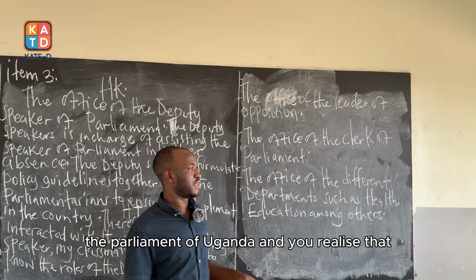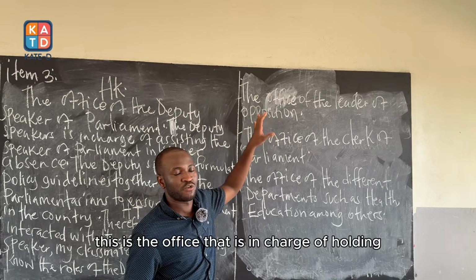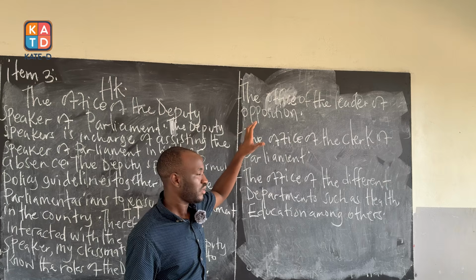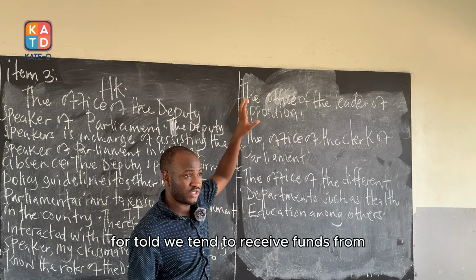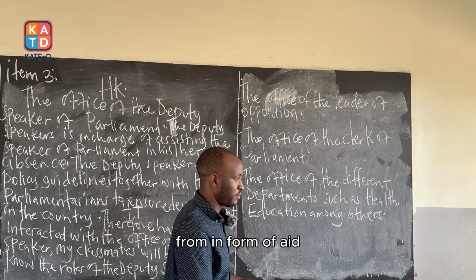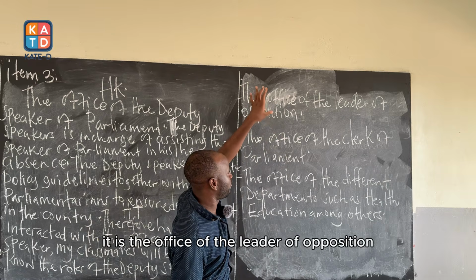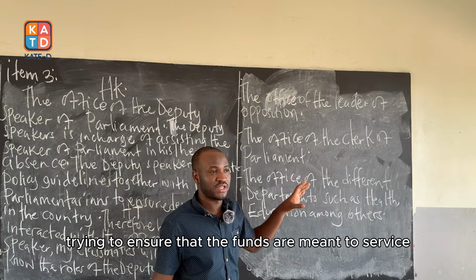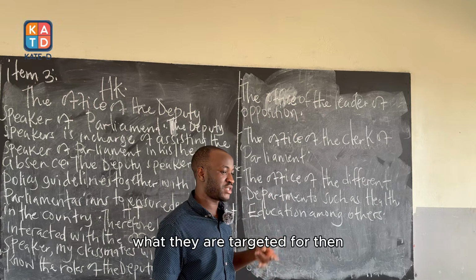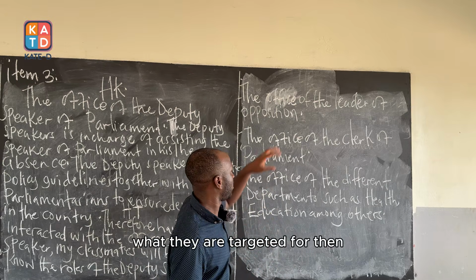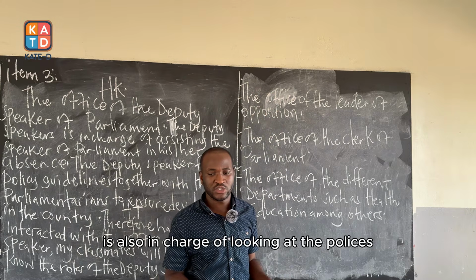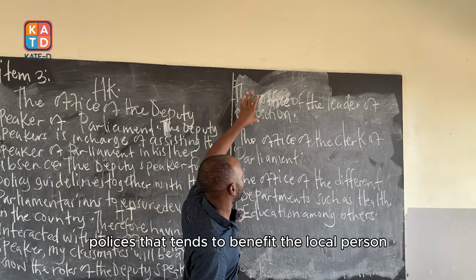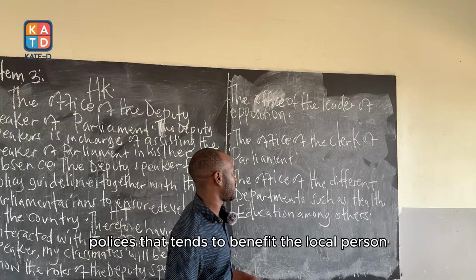And you realize that this is the office that is in charge of holding the government accountable. In a way, if at all we tend to receive funds in form of aid, it is the office of the Leader of Opposition that is in charge of trying to ensure that the funds are used for what they are targeted for. Then the Office of the Leader of Opposition is also in charge of looking at the policies that tend to benefit the local person.